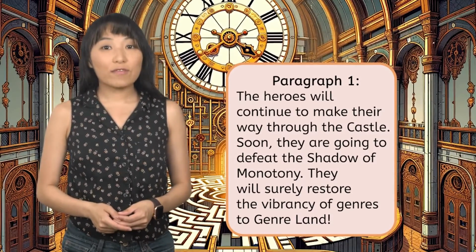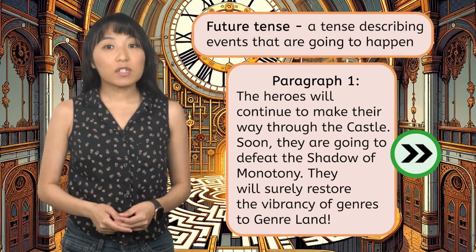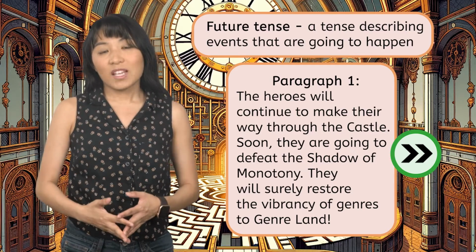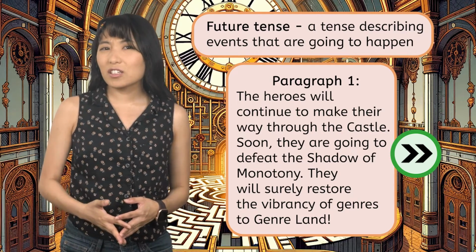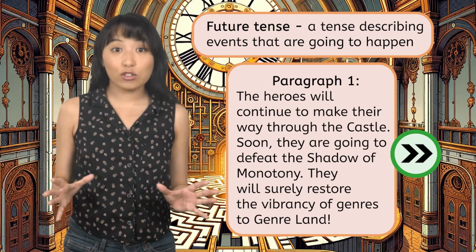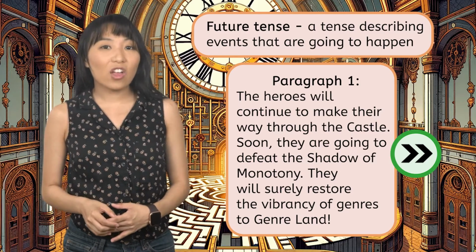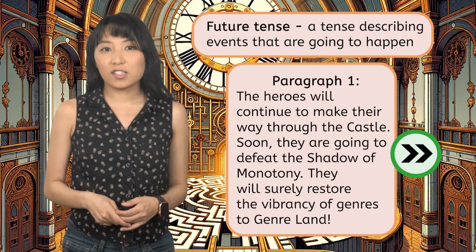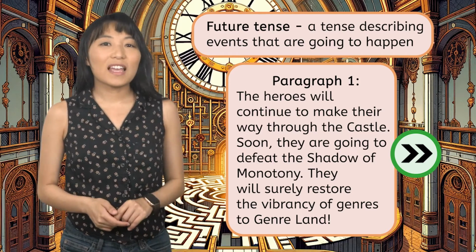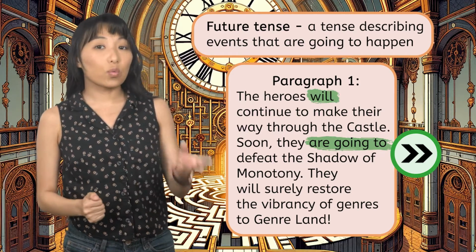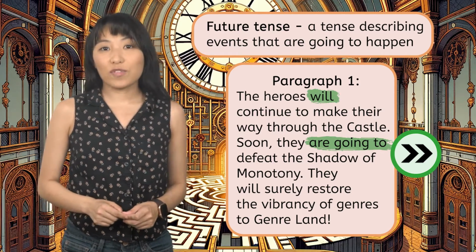The first paragraph is in future tense, which describes events that are going to happen. In fiction, writers don't typically use future tense for an entire story, but it's often used in dialogue and other specific instances. You might have noticed verbs like are going to and will used to talk about future events.